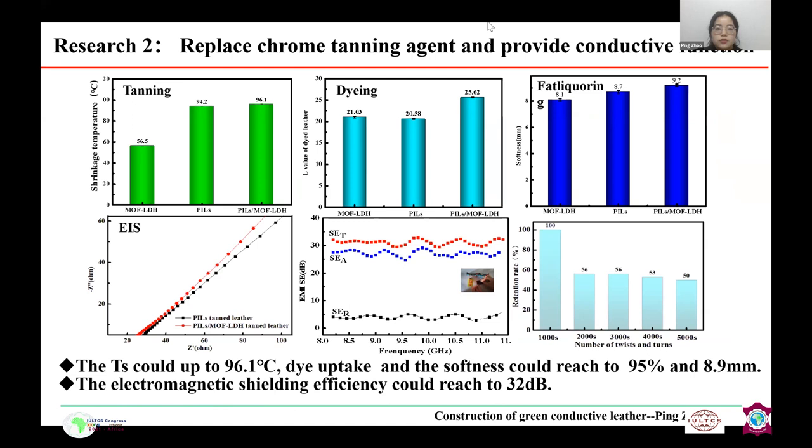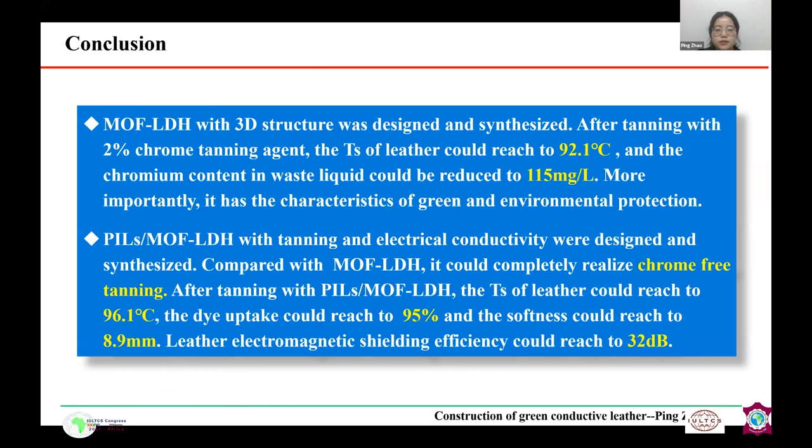So the conclusion is that we synthesized and designed a 3D structural material named MOF LDH and used it in the low chrome tanning process, and found it can not only improve the tanning properties, but also is conducive to the dyeing and fat liquoring properties. And then we introduced the MOF LDH into the PALS to synthesize a composite. And this composite is not only conducive to the tanning, dyeing, and fat liquoring properties, but can also give the leather a certain degree of conductivity.